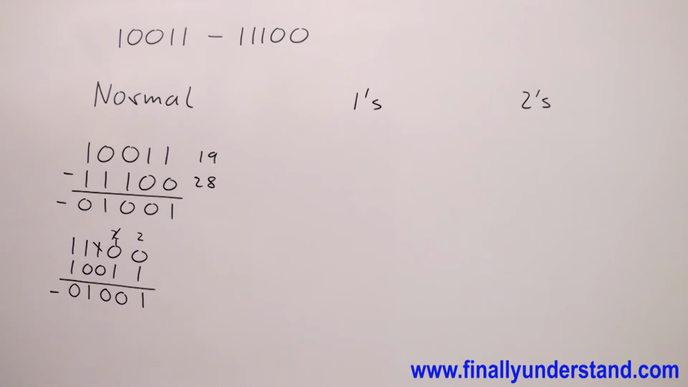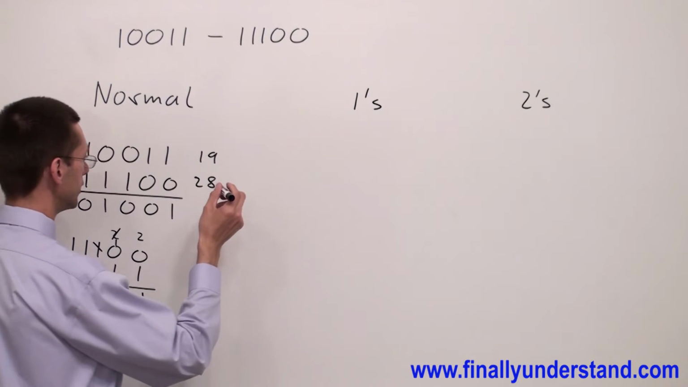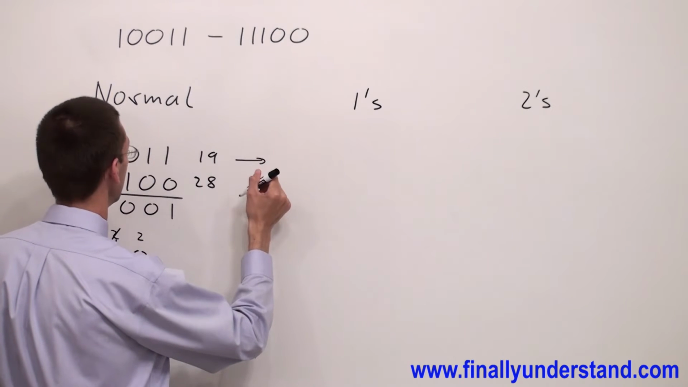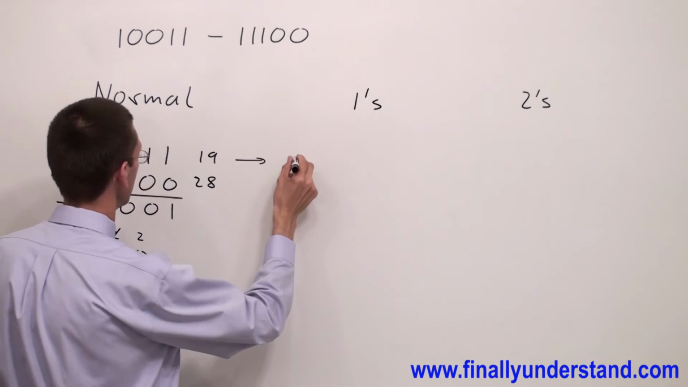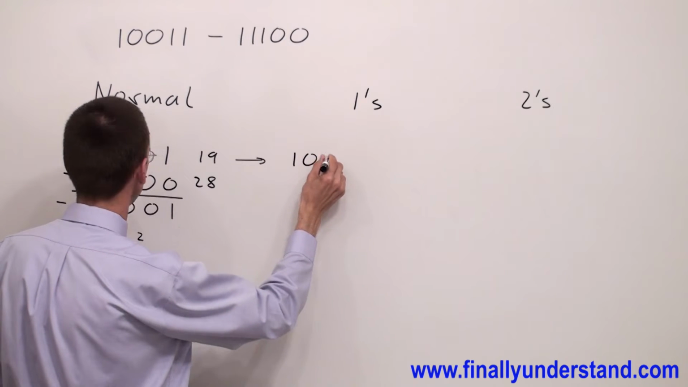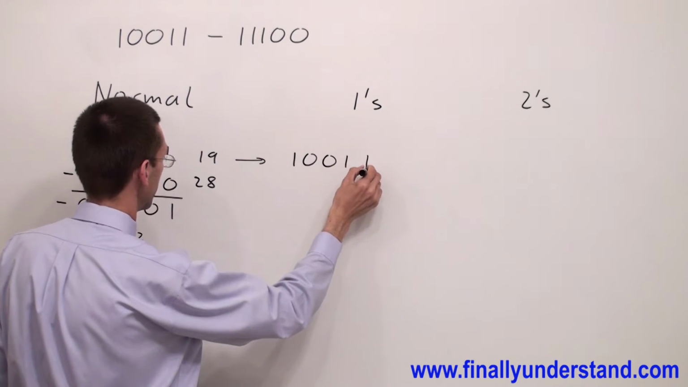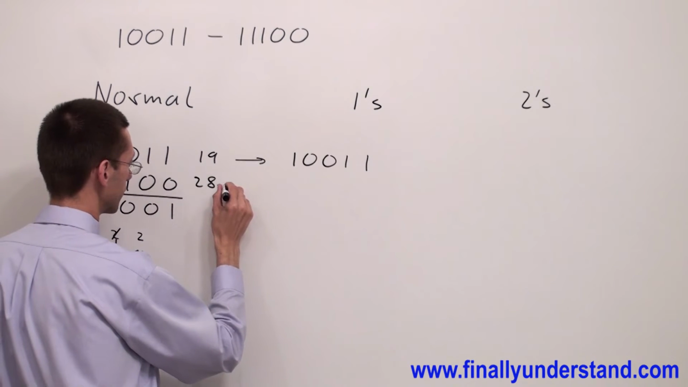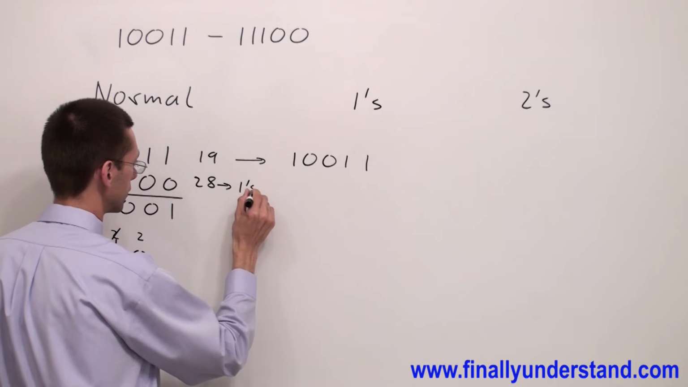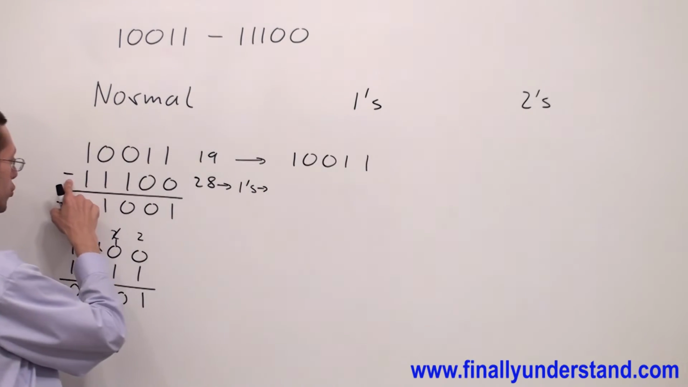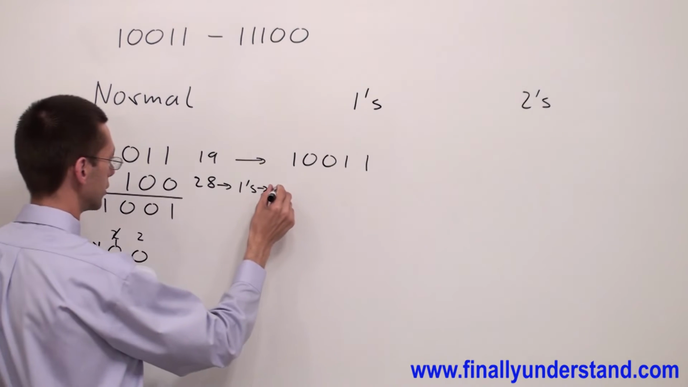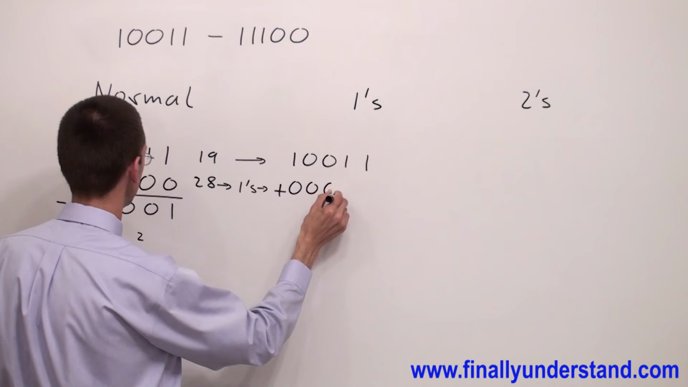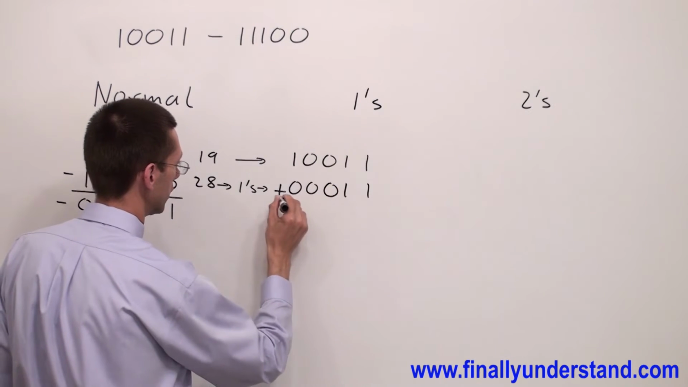Let's do 1's complement. Again, the procedure is exactly the same. We have the top number staying the same, and we're supposed to change the second one to 1's complement. And subtraction, you have to change to addition. That's why I'm going to have 0, 0, 0, 1, 1.